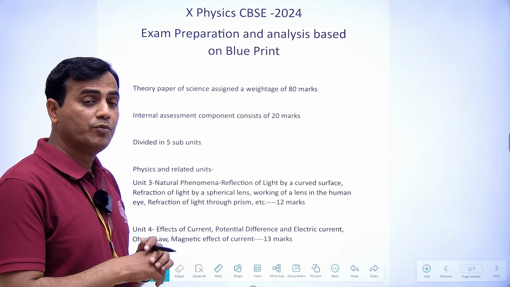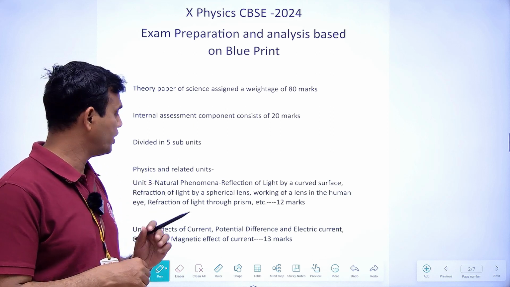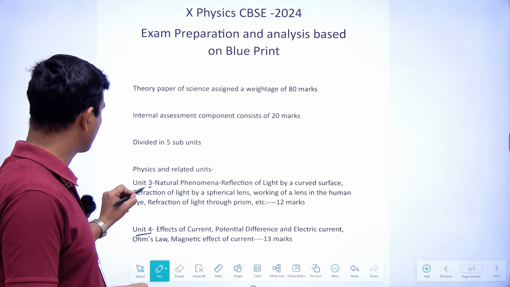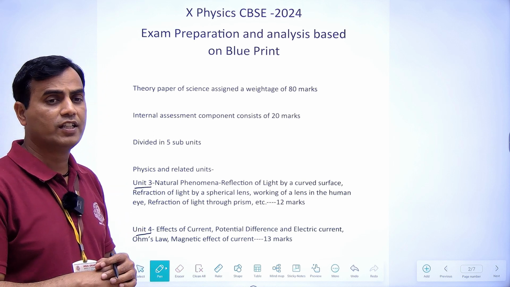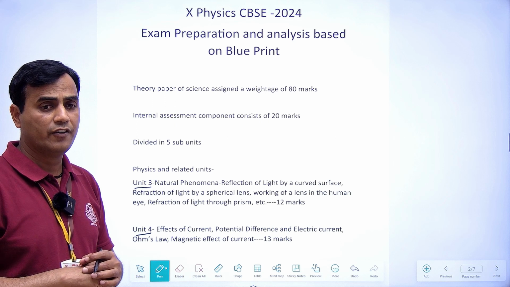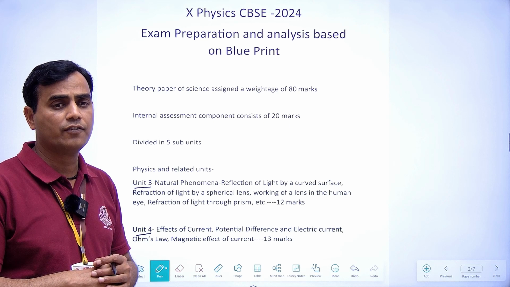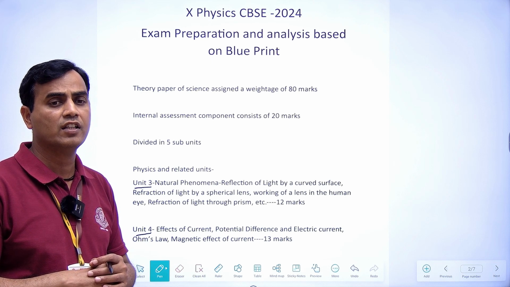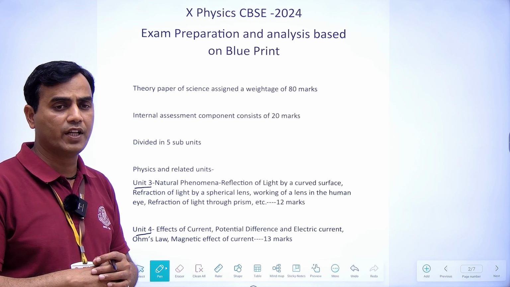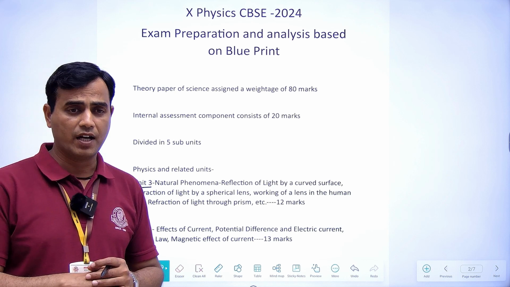Out of 5 subunits, the physics portion is of 2 units, unit number 3 and unit number 4. Unit number 3 is called natural phenomena and it includes reflection of light by a curved surface, refraction of light by spherical lenses, working of lens in the human eye, refraction of light through prism, etc. And this unit consists of 12 marks.